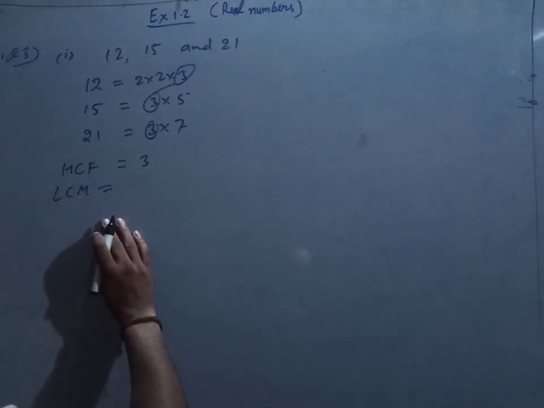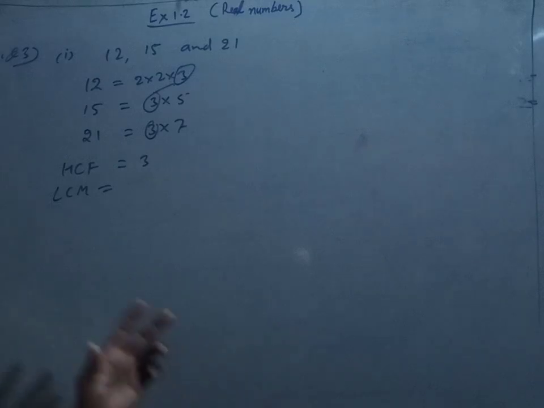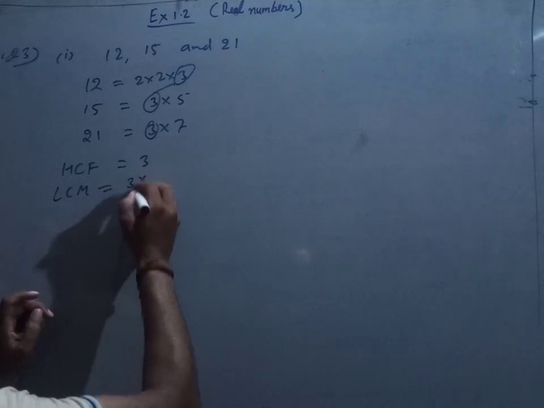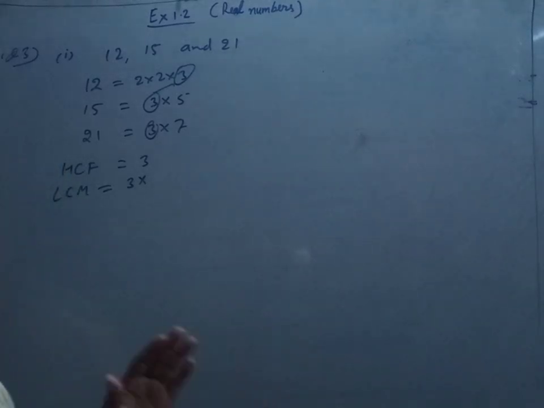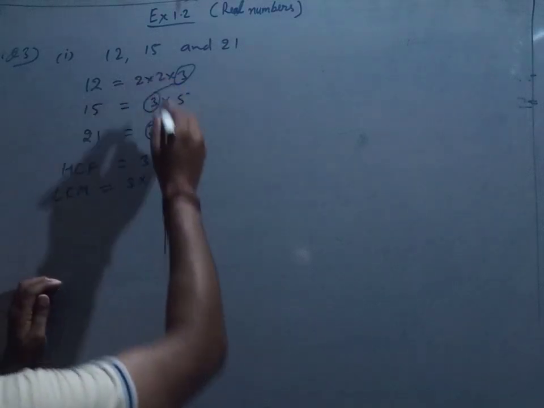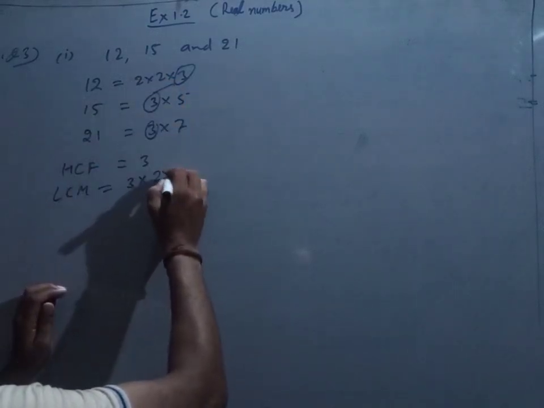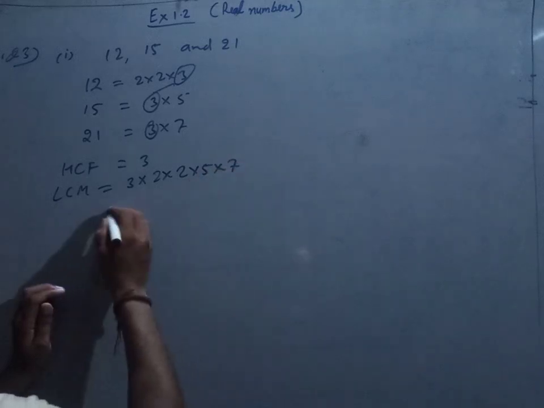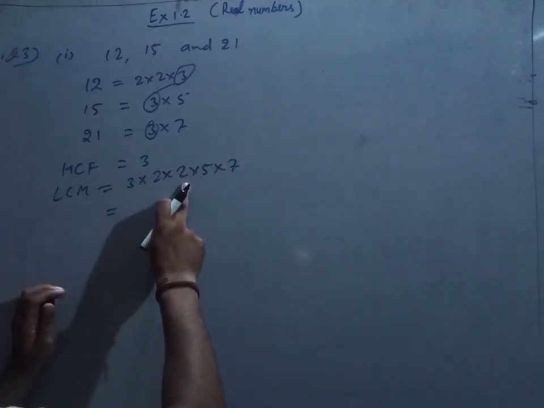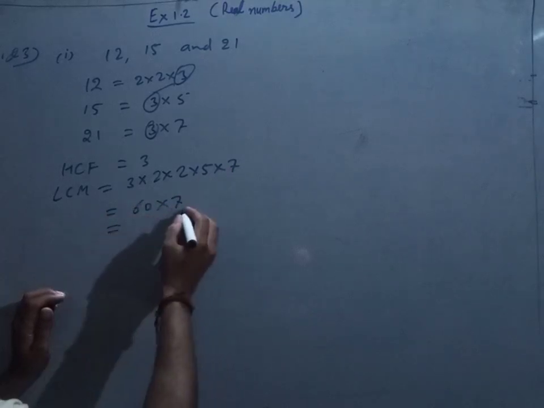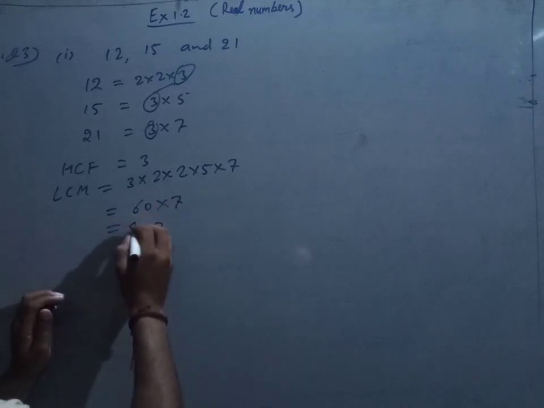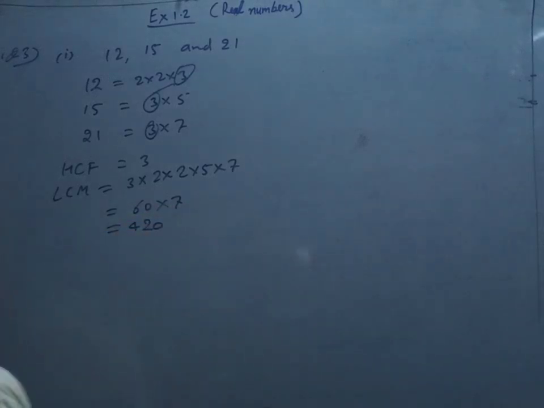And LCM. First we choose and select the largest common prime factor, which here is 3, and we take the product of the remaining factors which are not common to find the LCM. So students, we multiply 2 by 2, multiplied by 5, multiplied by 7, along with 3: 3 twos are 6, 6 twos are 12, 12 fives are 60, and 60 multiplied by 7 is 420, and 7 sixes are 42. Here is the LCM of the three numbers.